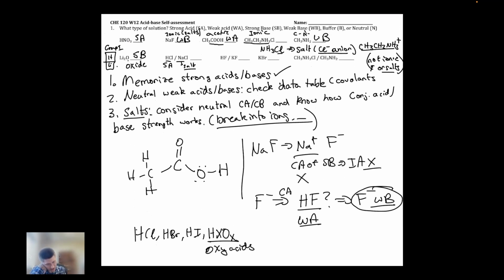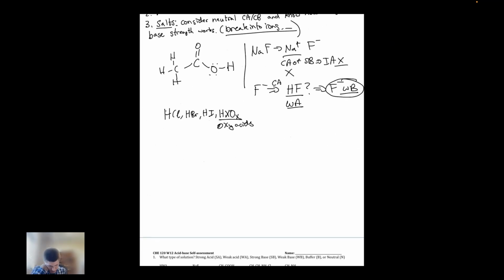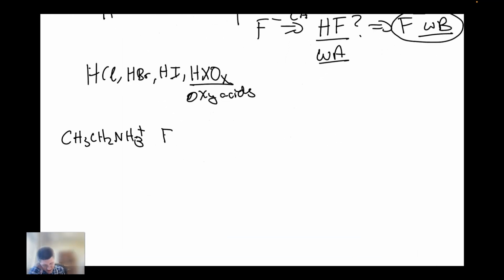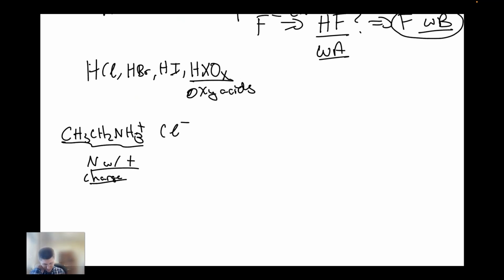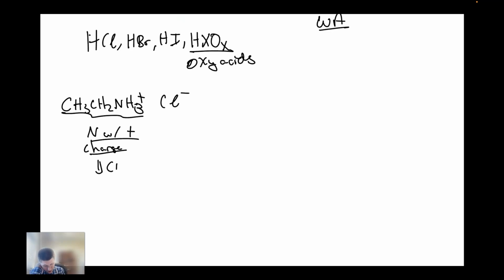So CH3CH2NH3Cl. I'll just put that down here. We already broke that into these two ions. So this is a nitrogen with a plus charge. That's the cation here. Again, that is a very typical type of weak acid. To double check, we can think about the conjugate base, which is going to be neutral, because the conjugate base will have one less proton and one lower charge. So the conjugate base here is CH3CH2NH2.